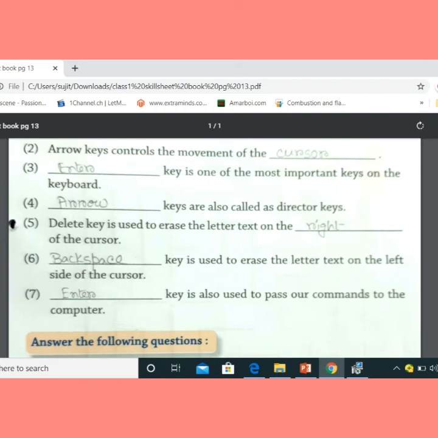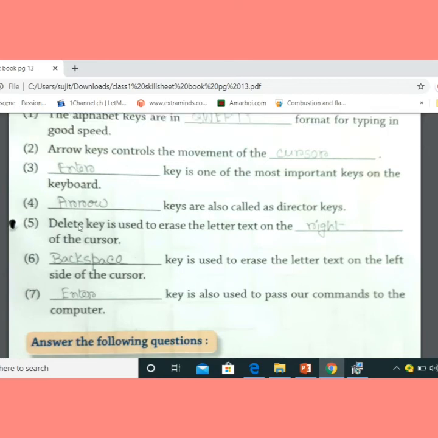Next, the delete key is used to erase the letter on the dash of the cursor. So on the right of the cursor, we have to place the cursor at the right position, that means before the letter. So the letter on the right of the cursor, with the delete key we can delete that letter. Clear? Next is: dash key is used to erase the letter on the left side of the cursor.